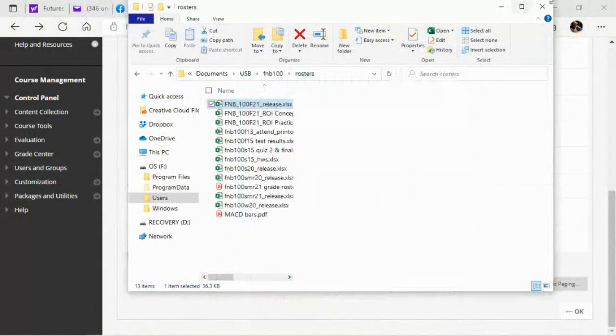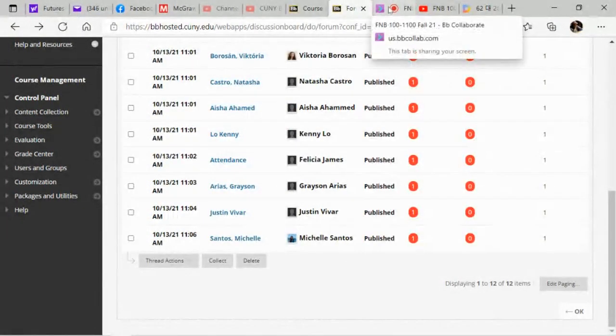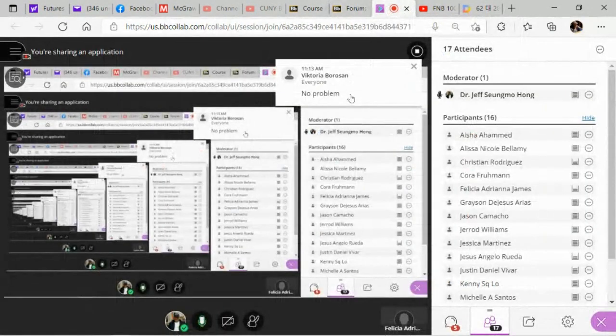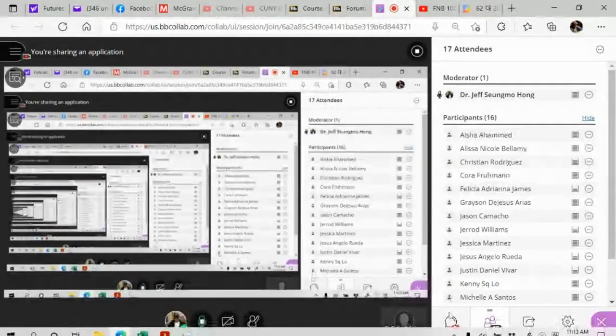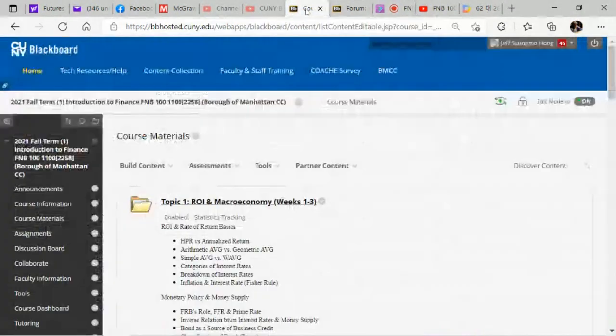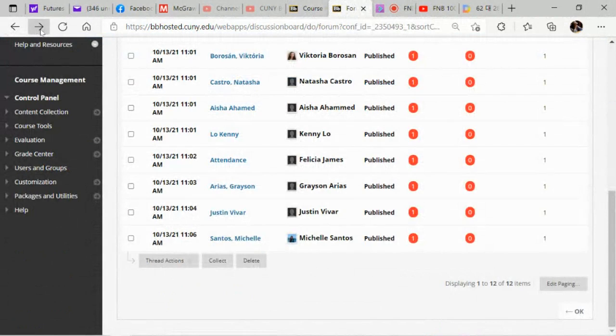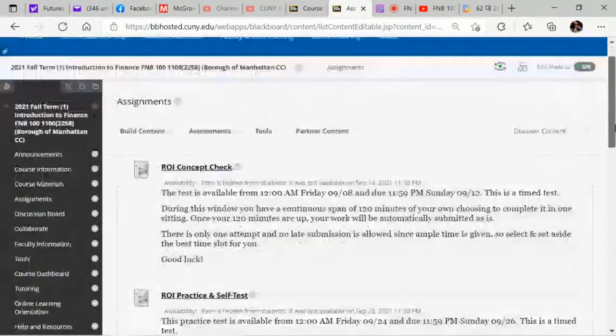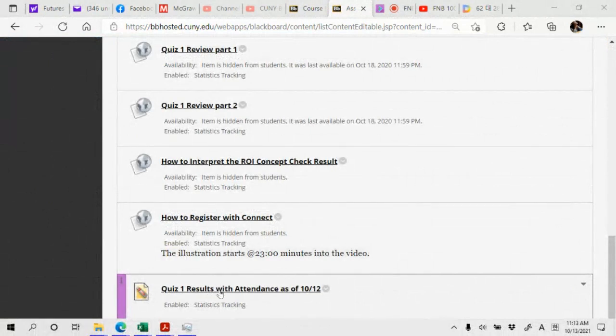I hear a lot of dings, you're probably typing into the chat box, but keep in mind, I can't see what's in there until I take a look. How do we access the data? Well, I showed you. It's in the assignments folder. This is the thing. It says quiz one results with attendance as of October 12th, right?